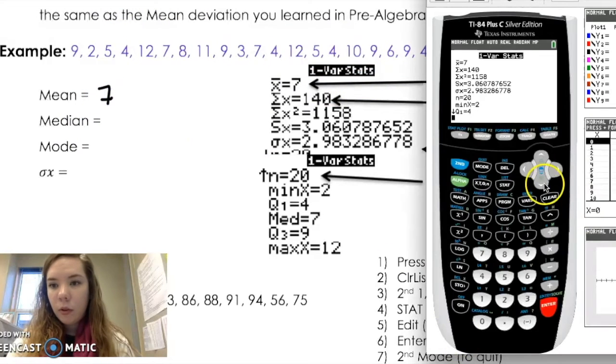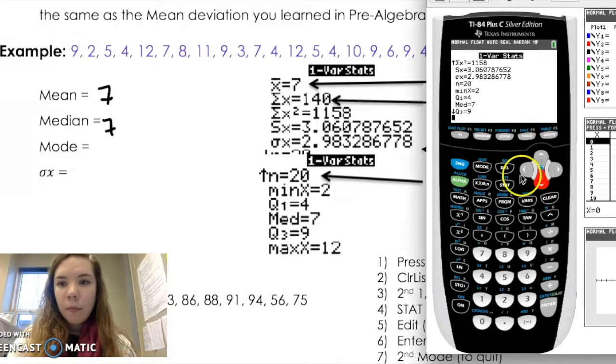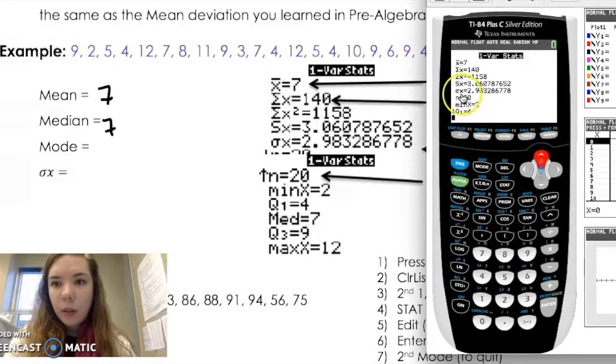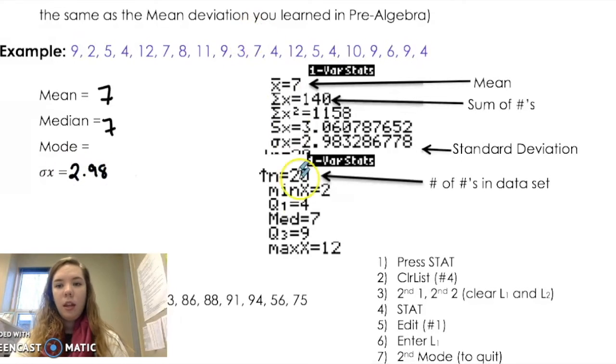Median, if you scroll down, is right here. 7 is your middle number. Standard deviation is always used with this symbol. So in this case, it's 2.98. We'll just round it to 2 decimal places. Okay, and then the other thing that's pointed out for you here, n, is the number of data pieces you have. So this list has 20 numbers in it.